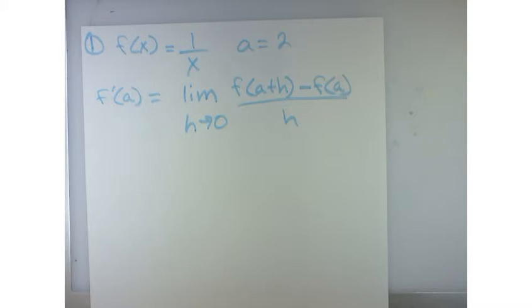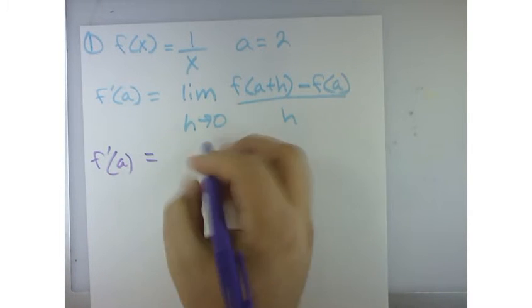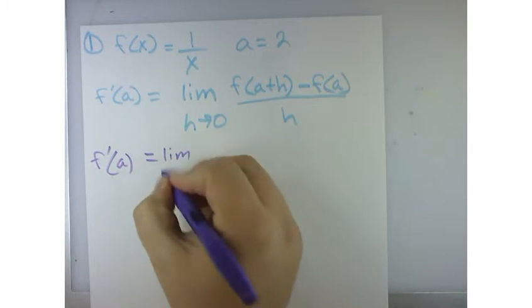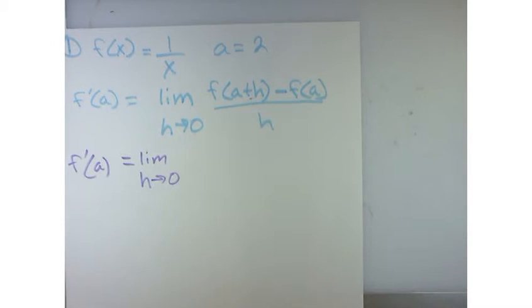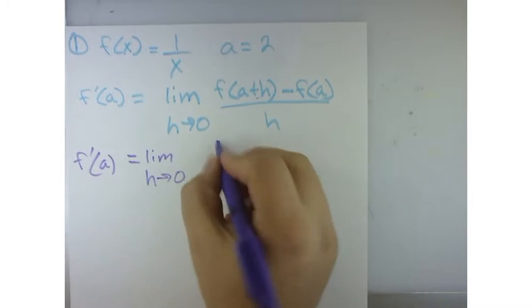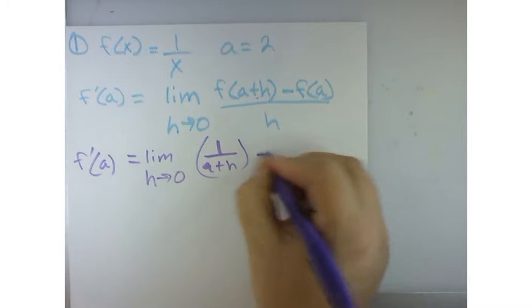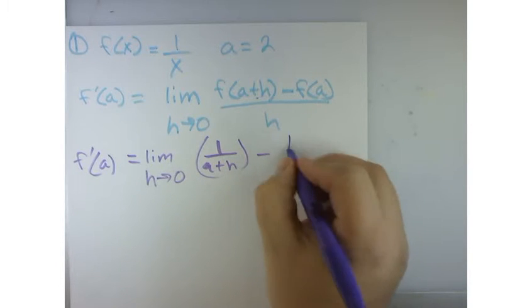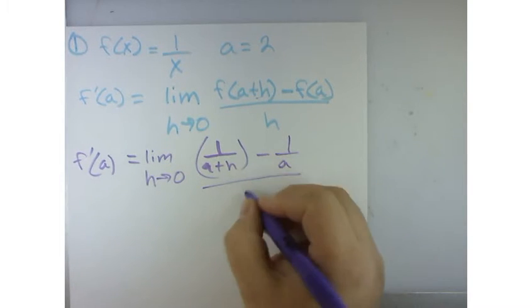What do I do? Put in f of x into... Alright, so we're going to say f prime of a is equal to the limit of this stuff as h approaches 0. Well, what is f of a plus h? 1 over a plus h, right? Minus f of a, which would just be 1 over a.